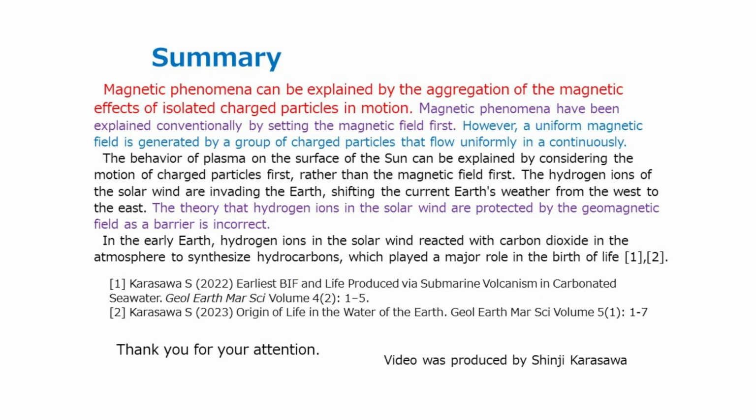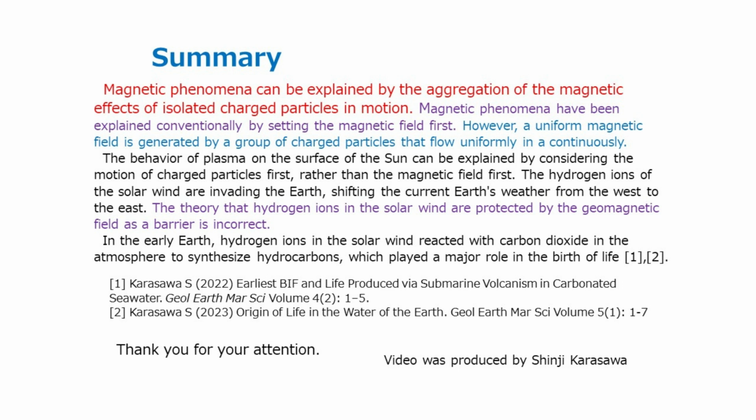Summary. Magnetic phenomena can be explained by the aggregation of the magnetic effects of isolated charged particles in motion. Magnetic phenomena have been explained conventionally by setting the magnetic field first. However, a uniform magnetic field is generated by a group of charged particles that flow uniformly and continuously. The behavior of plasma on the surface of the Sun can be explained by considering the motion of charged particles first, rather than the magnetic field first.